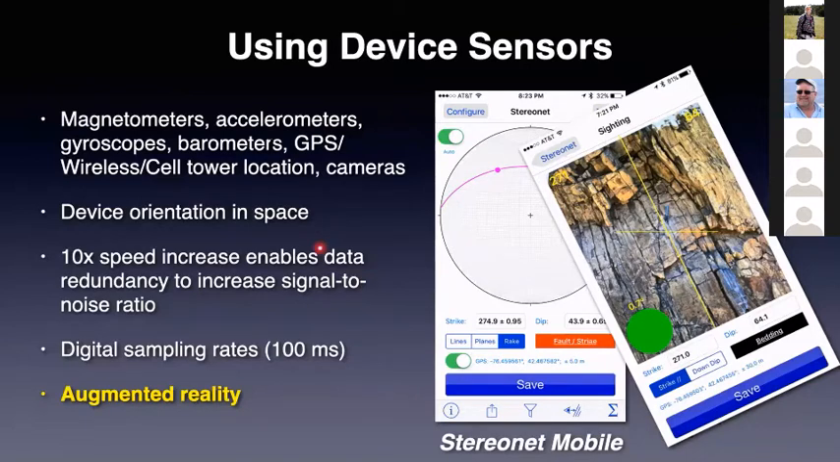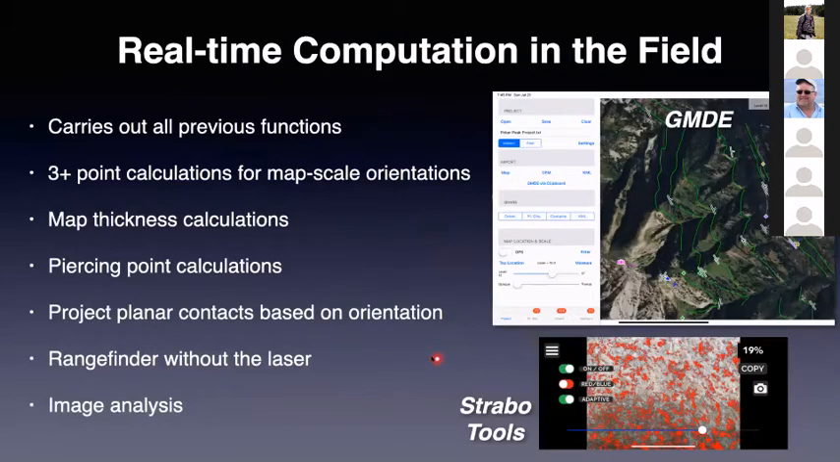So the third phase is real-time computation in the field. And here are two examples. You've already, I think, seen Strabo tools. This is bringing real-time image analysis to the field and helping us be much more systematic about how we describe rocks and things like that.